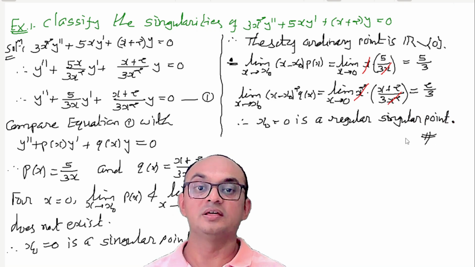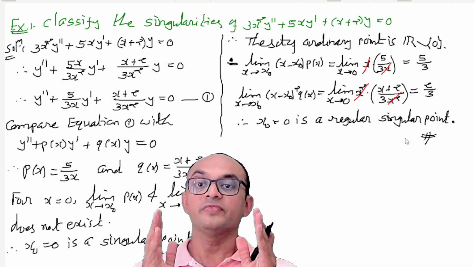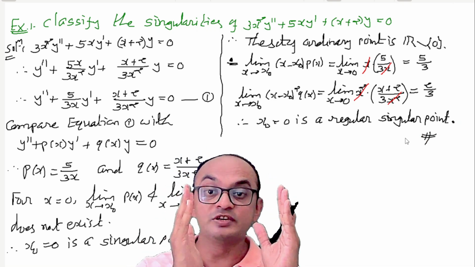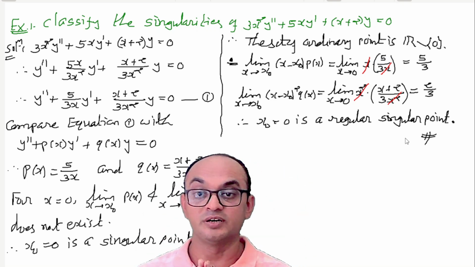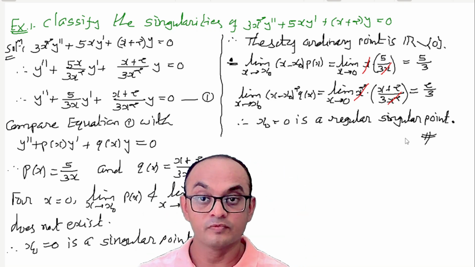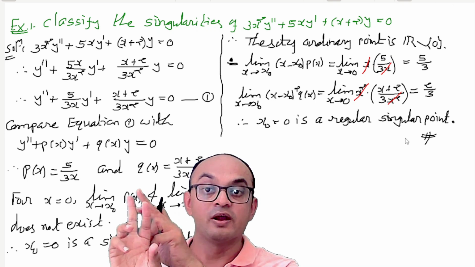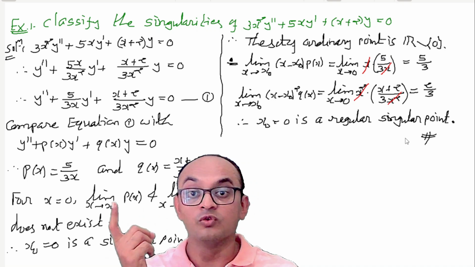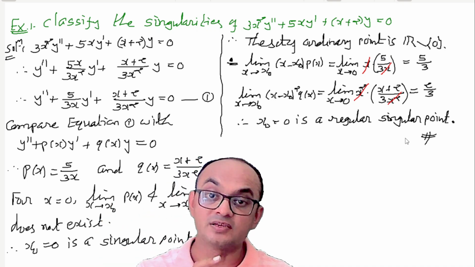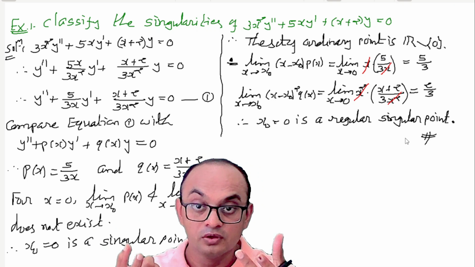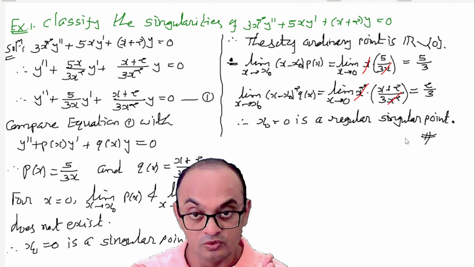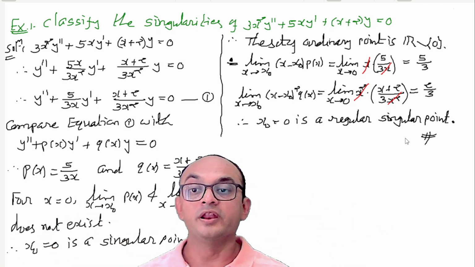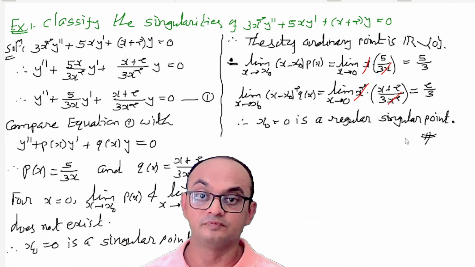And this is the end of the exercise. Again I repeat, in the classification of singularities for the differential equation, what you have to do: find out p(x), find out q(x), then look at the denominator for which values of x the denominator is 0. So those are our singular points. All other points are ordinary points.